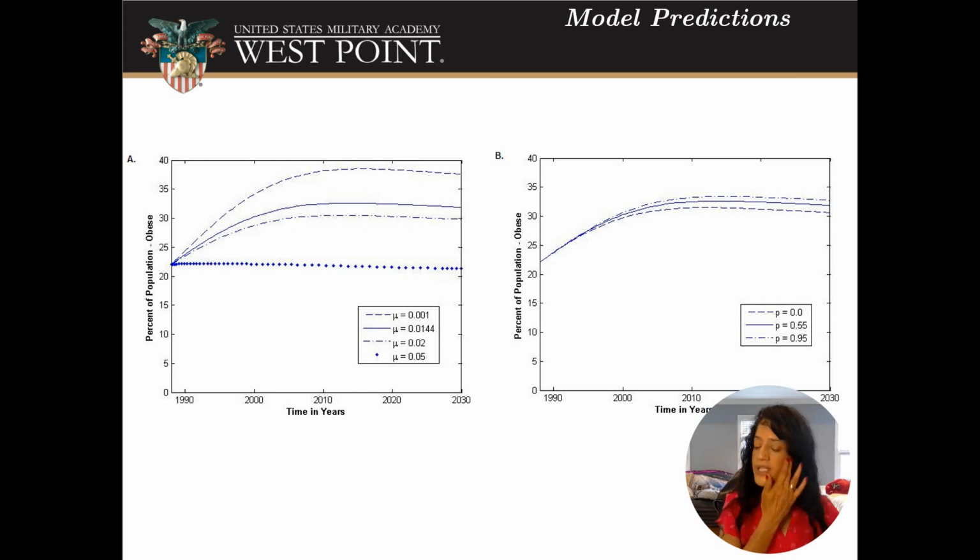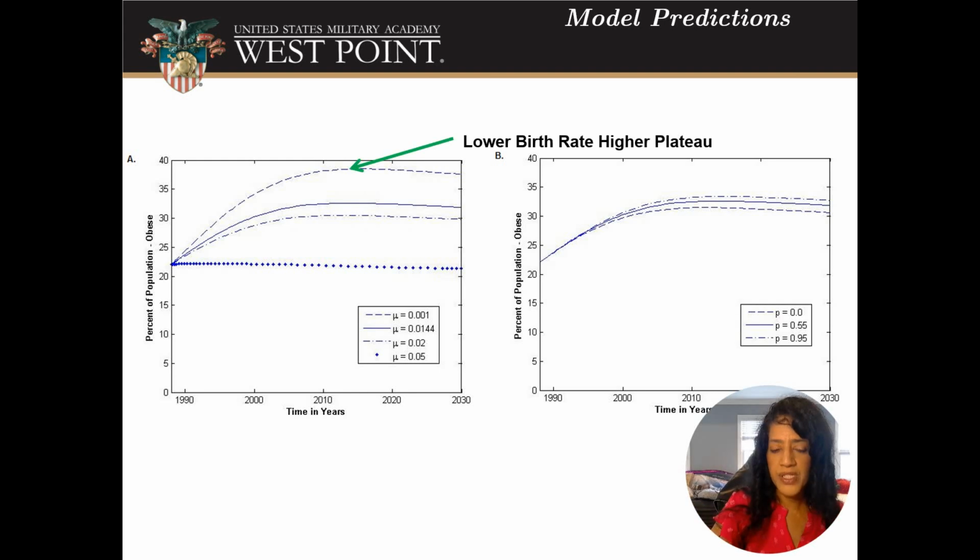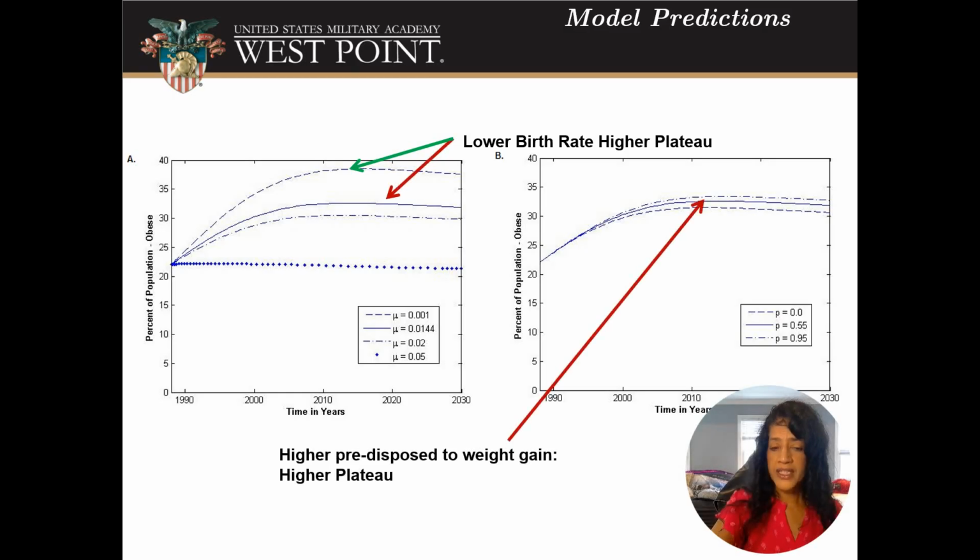You can also run what-if scenarios. What if the birth rate changes? Well, what you see is predictions are very sensitive to that parameter. So higher birth rates lead to lower plateaus, and lower birth rates lead to higher plateaus. On the other hand, one of the things you think should be really important, which is the predisposition to weight gain, when I toggle that parameter, there doesn't seem to be much movement on the curve. So it's not as sensitive to that particular parameter as it is to birth rate.